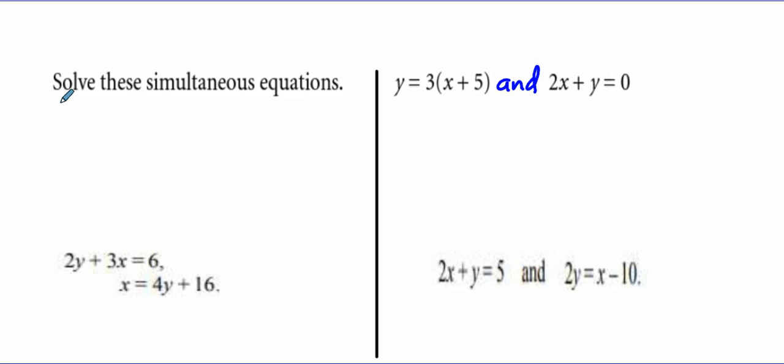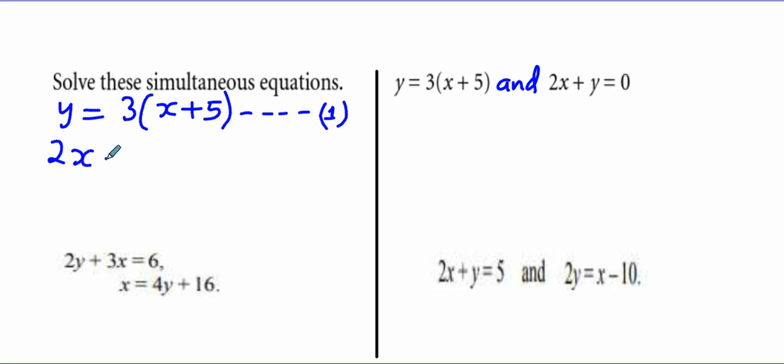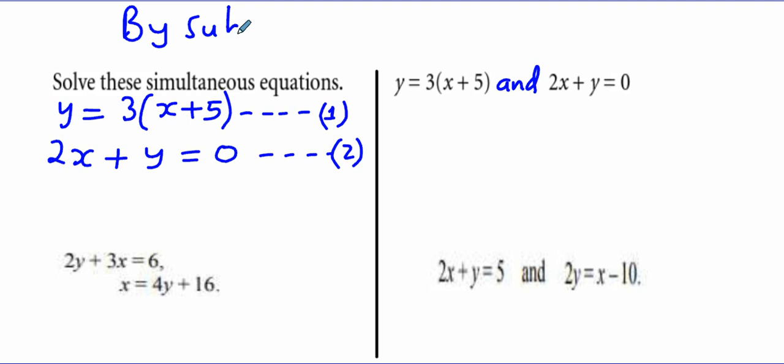So we have y equals 3 times x plus 5. See that? So this is equation number 1. And the equation number 2, you have 2x plus y equals 0. This is the second equation. Now, solve these simultaneous equations by the substitution method, because this is the method which we are discussing. So the method here is substitution method.